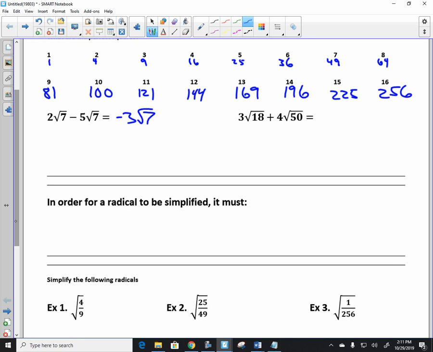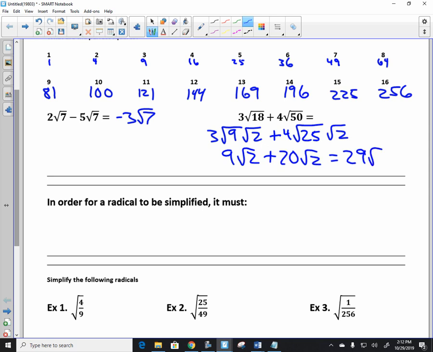Yeah, so we have 3 roots of 9 roots of 2 plus 4 roots of 25 roots of 2. Good. Square root of 9 is 3, times 3 is 9 roots of 2, as Campbell said. Yep, square root of 25 is 5, times 4 is 20 roots of 2. I get 29 roots of 2. Great.